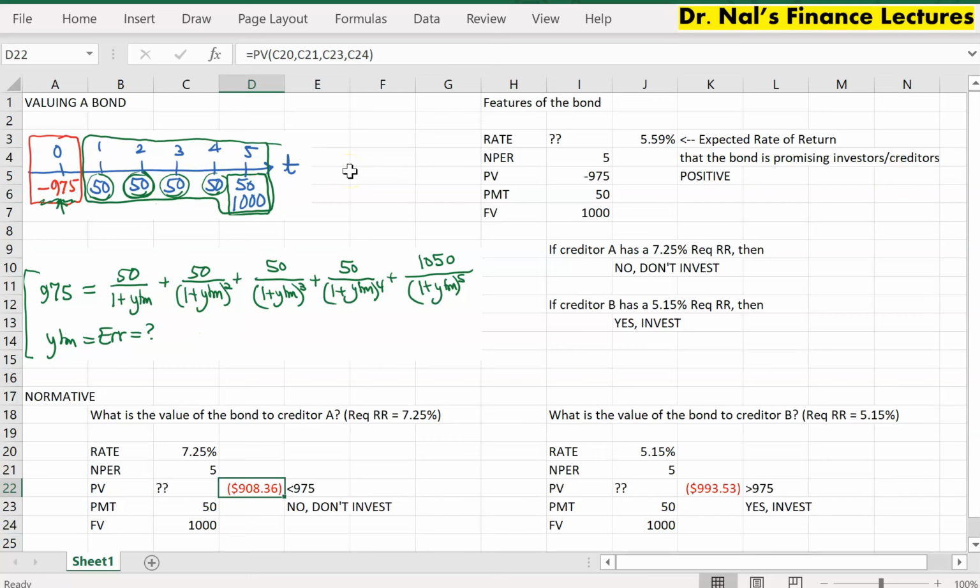All right, so now that we are done with valuing bonds, the next step is to see how sensitive the price of the bond is to changes in interest rates.